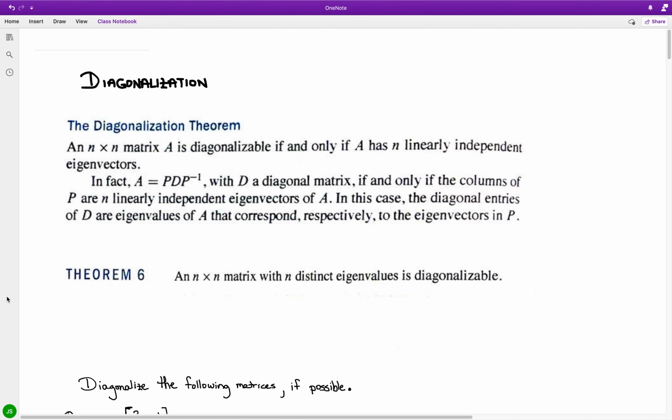Okay, moving along with eigenvalues and eigenvectors, this time we have the diagonalization of matrices, and we have the following theorems. First of all, a square, or n by n, matrix A is diagonalizable if and only if A has n linearly independent eigenvectors.